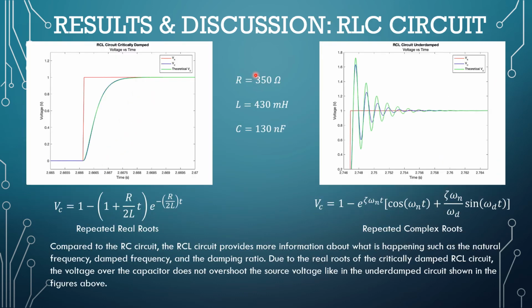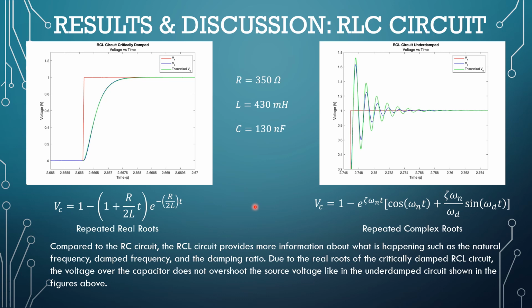Using the R, L, and C values from station H, we were able to calculate the theoretical voltage across the capacitor. We then plotted both the theoretical and the experimental voltages with respect to time, as well as the source voltage. Compared to the RC circuit, the RLC circuit provides more information about what is happening, such as the natural frequency, the damped frequency, and the damping ratio.